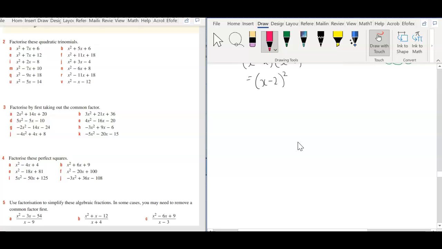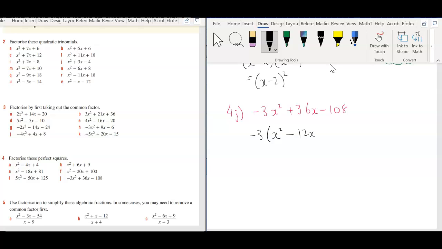All right, where am I? Question 4. Let's do J. So we've got negative 3x squared plus 36x minus 108. All right, and I remember doing this question in the previous video too. So again, we take out a common factor. Now, I know we're in 5C, so we're doing monic quadratics. So I know that negative 3 is going to be a factor of 36 and 108. Now, if it wasn't, that's when we treat it as a non-monic quadratic, which we're going to do in 5D. All right, so taking out the negative 3 as a common factor.